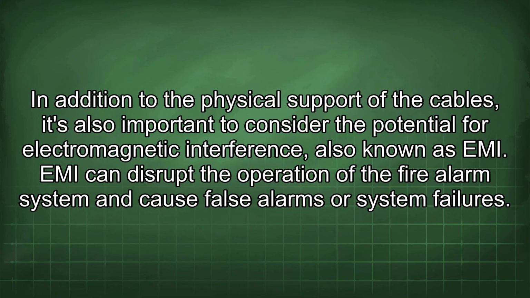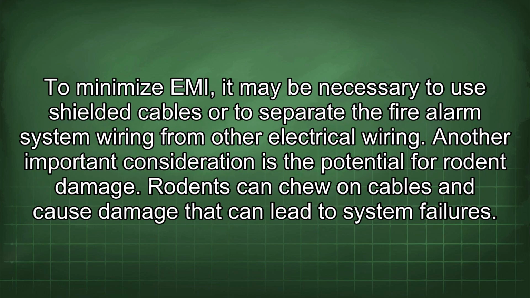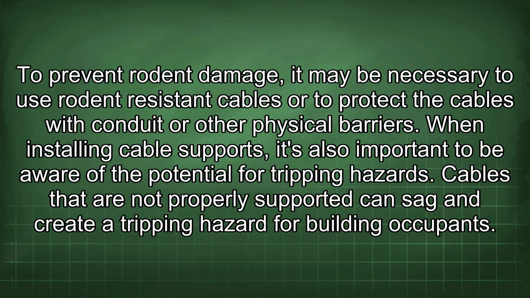In addition to the physical support of the cables, it's also important to consider the potential for electromagnetic interference, also known as EMI. EMI can disrupt the operation of the fire alarm system and cause false alarms or system failures. To minimize EMI, it may be necessary to use shielded cables or to separate the fire alarm system wiring from other electrical wiring. Another important consideration is the potential for rodent damage. Rodents can chew on cables and cause damage that can lead to system failures. To prevent rodent damage, it may be necessary to use rodent-resistant cables or to protect the cables with conduit or other physical barriers.